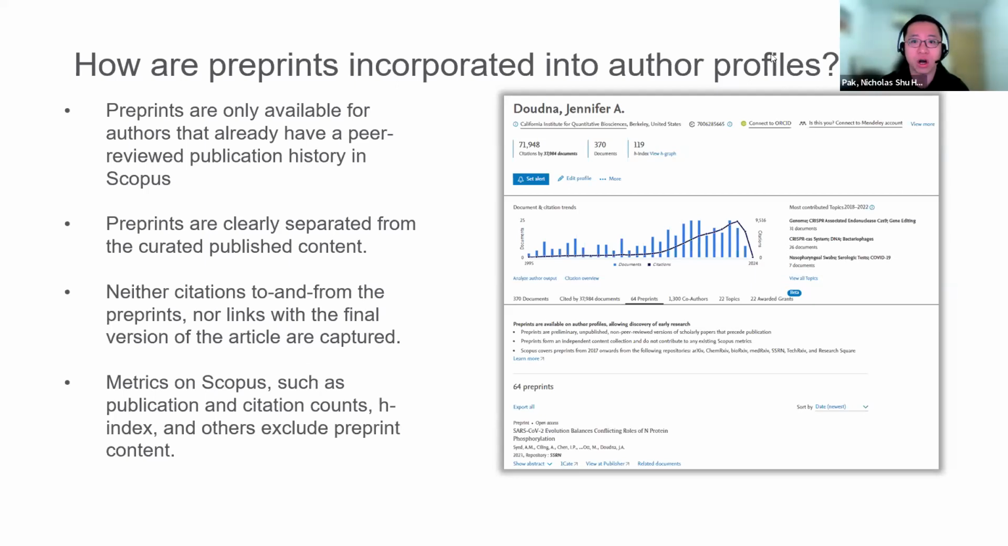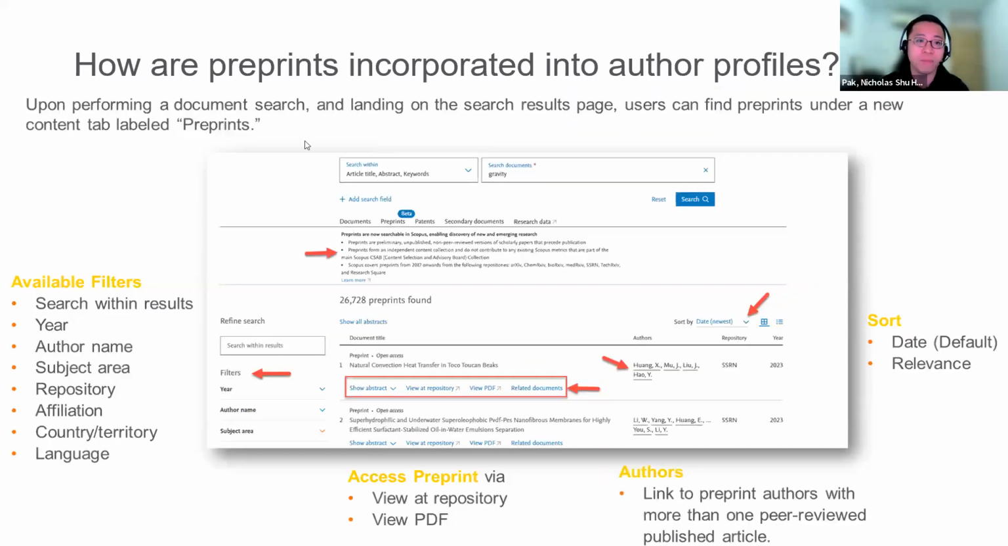You can find that preprints are incorporated into Scopus author profiles, right? And the way you can do it is to conduct a document search. If you land on the search results page, users can find preprints under a new content tab labeled preprints, which you can find over here. You can search within the results by year, author name, subject area, content repository, affiliation, country, territory, as well as language. You'll be able to see some of these preprints. You can access the preprint itself at the repository or view it as a PDF if you have access to it. And authors will have links to preprint authors with more than one peer-reviewed published article.